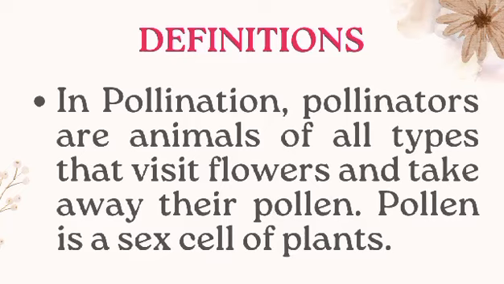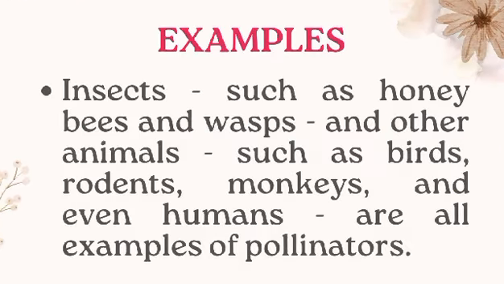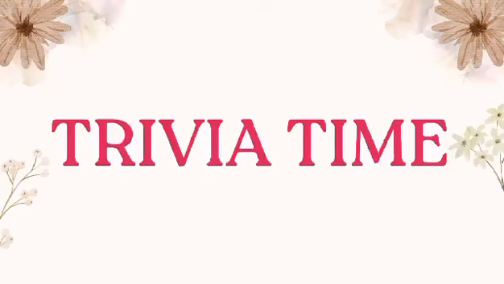In pollination, pollinators are animals of all types that visit flowers and take away their pollen. Pollen is a sex cell of plants. Examples: insects such as honeybees and wasps, and other animals such as birds, rodents, monkeys, and even humans are all examples of pollinators.